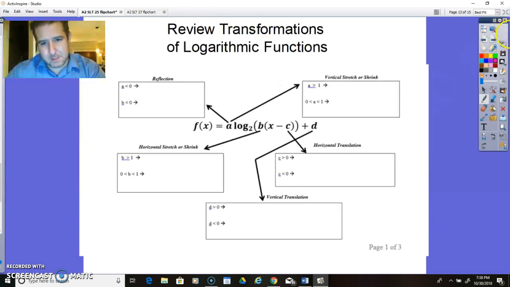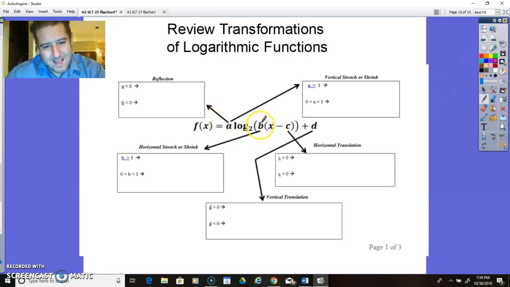Okay, so the notes are pretty much the same as you saw in the last video. So this A does 2 things. If it's positive, it just stays what it is. If it's negative, it's going to reflect it over the x-axis. So first of all, it determines if it's reflected over the x-axis or not. Otherwise, it's going to be on the top half.